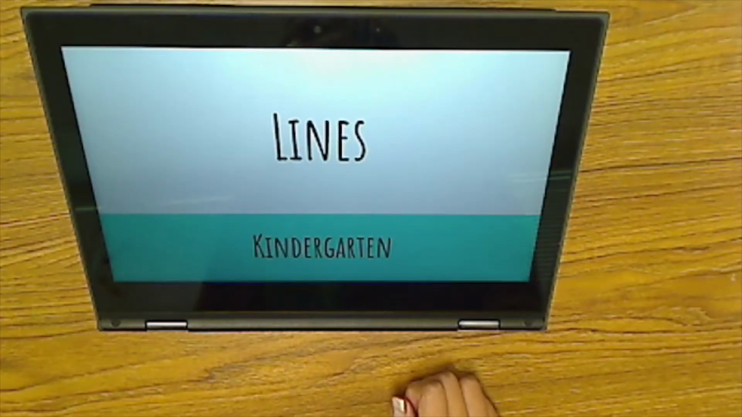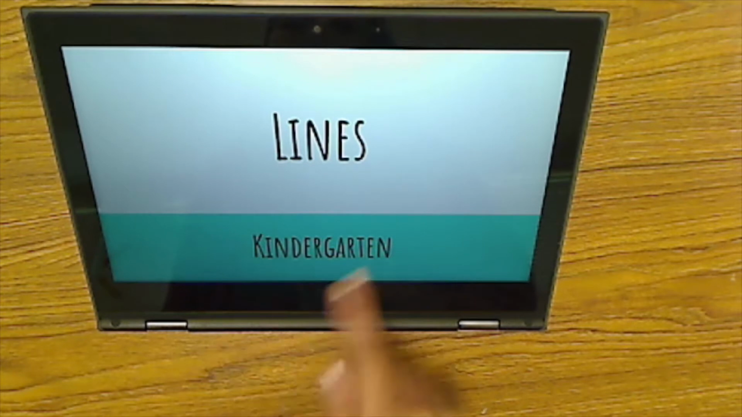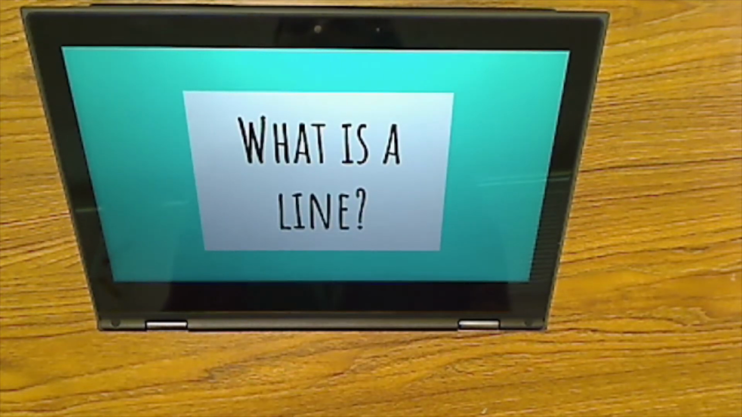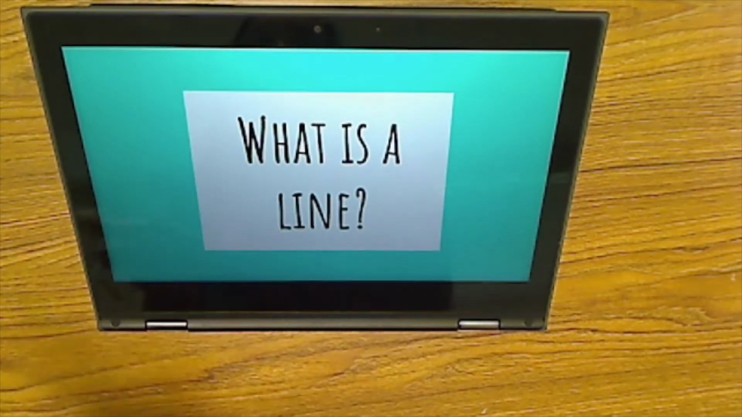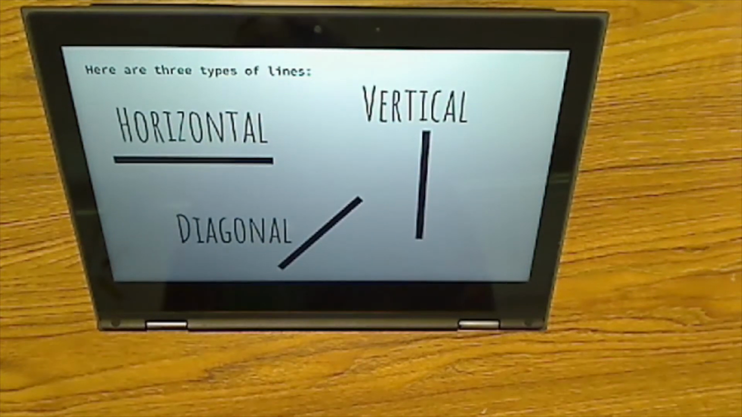This week we are going to be looking at different kinds of lines. I'm going to be showing you what different kinds of lines there are, and then we're going to practice drawing them together. So let's get going. This week we are talking about lines. So what is a line? A line is a drawing from point A to point B, one point to another, and they look like this.